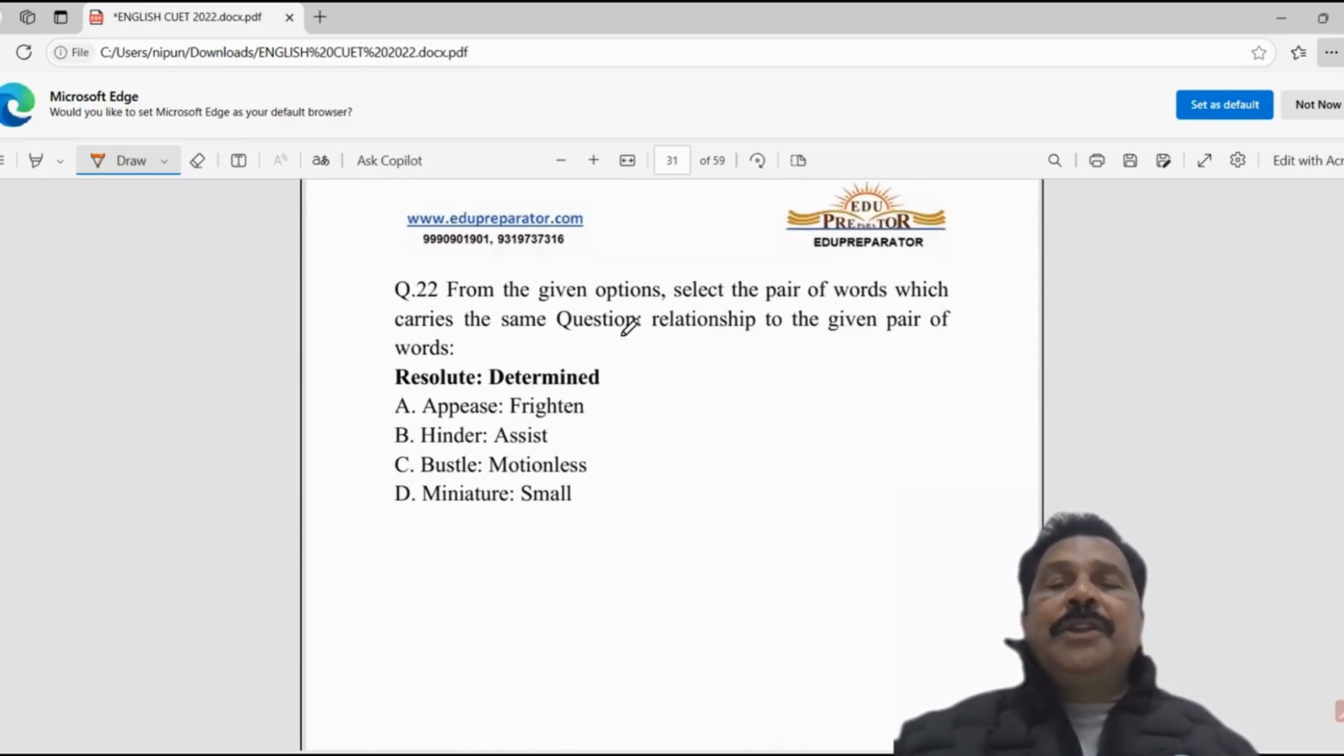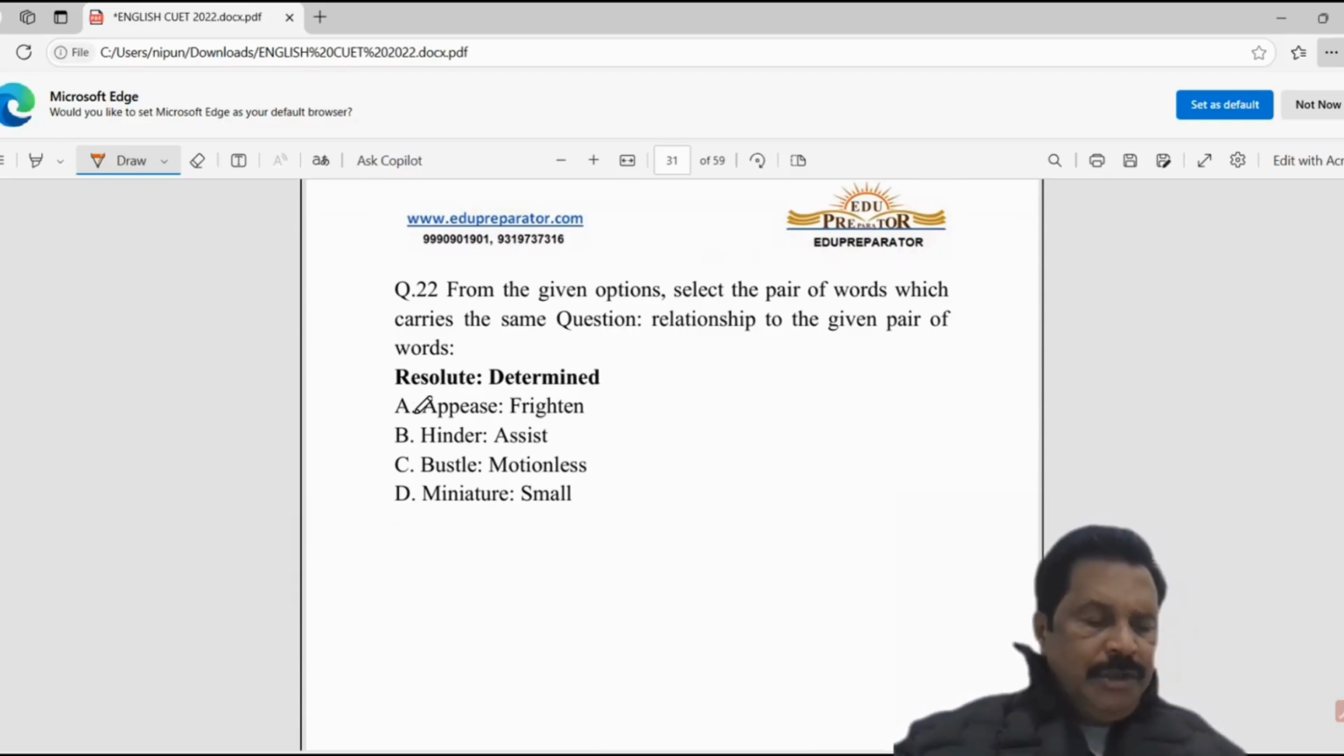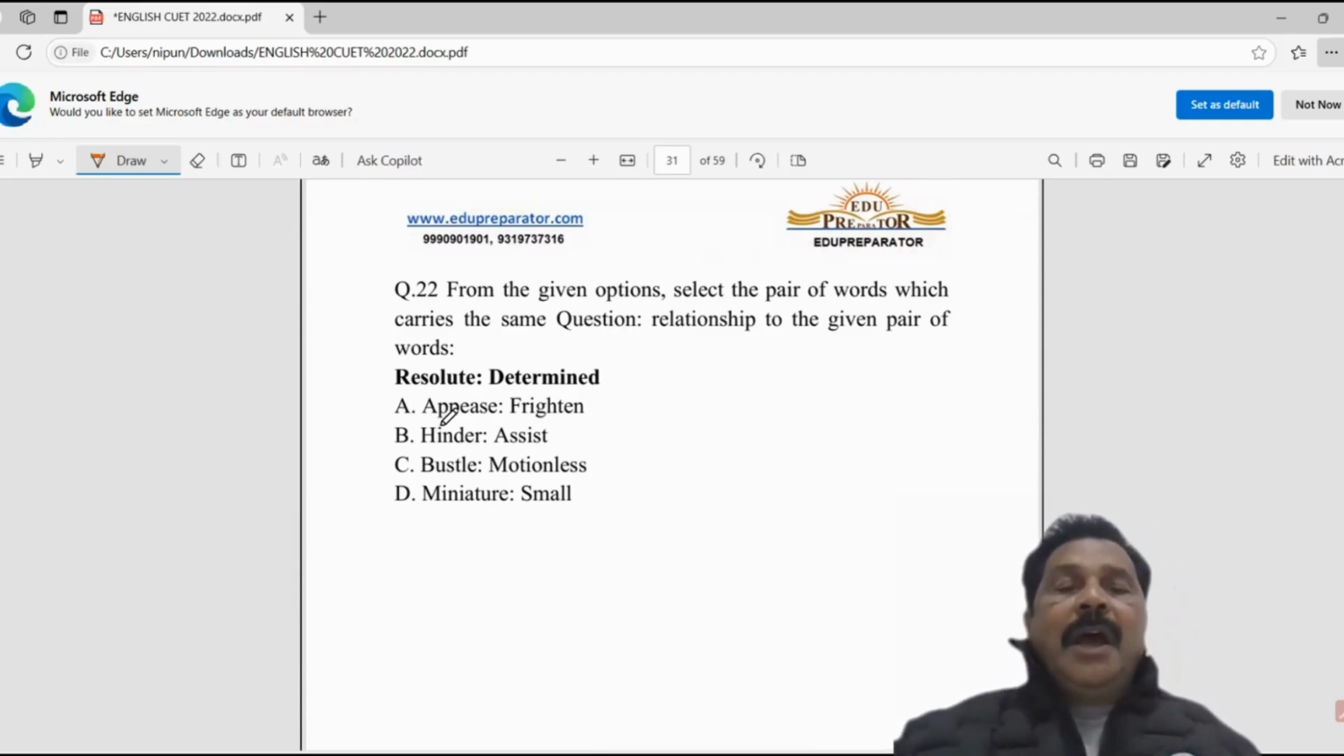Question number 22. From the given options, select the pair of words which carries the same relationship as the given pair. Number one, resolute and determined. The meaning is almost the same. Resolute and determined. And appease and frighten, hinder and assist, bustle and motionless, miniature and small. Miniature is the answer. Miniature and small. Miniature means the minutest one.